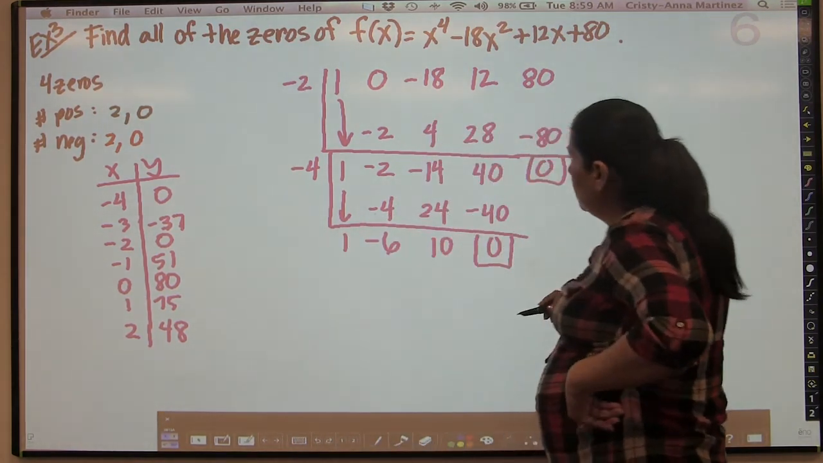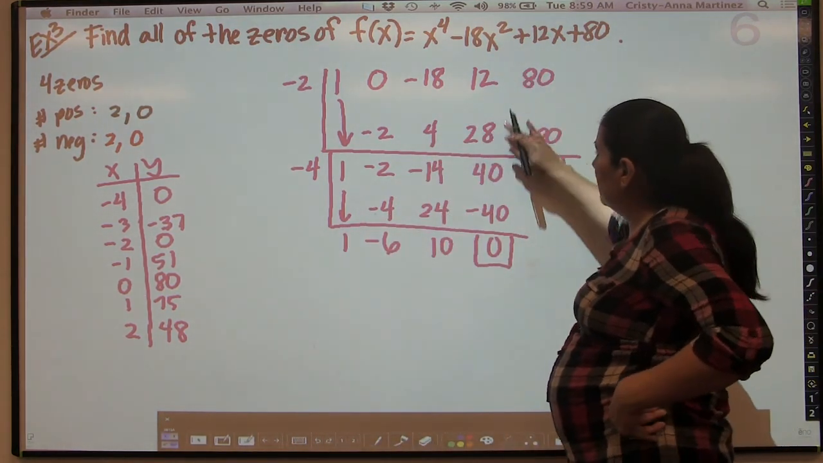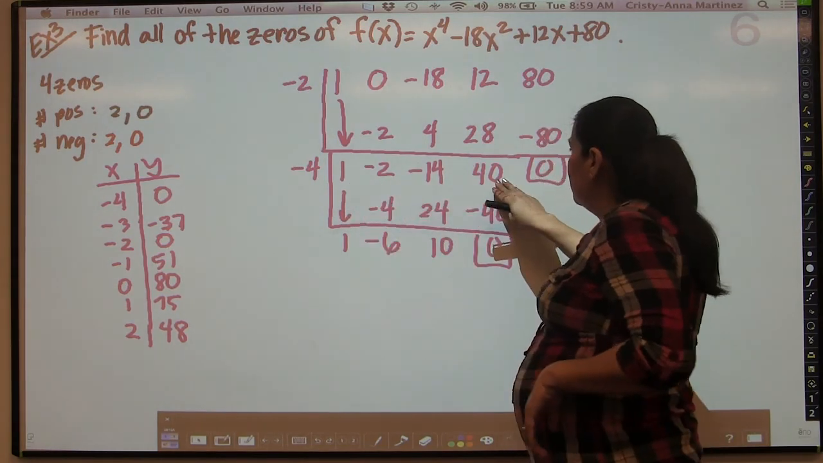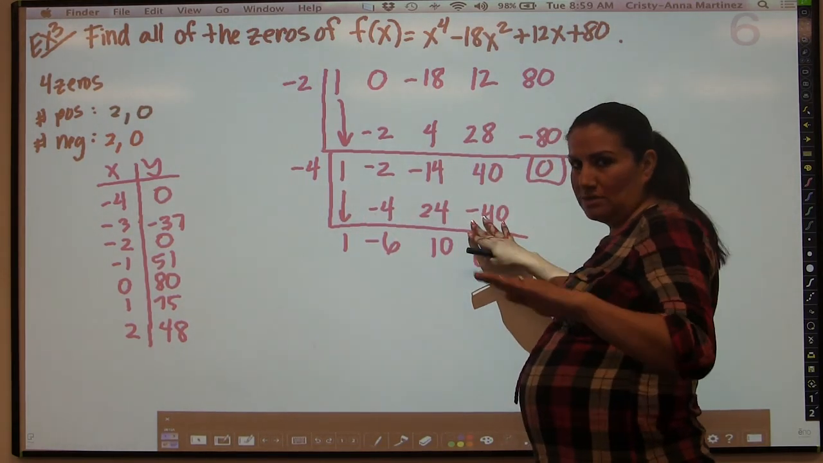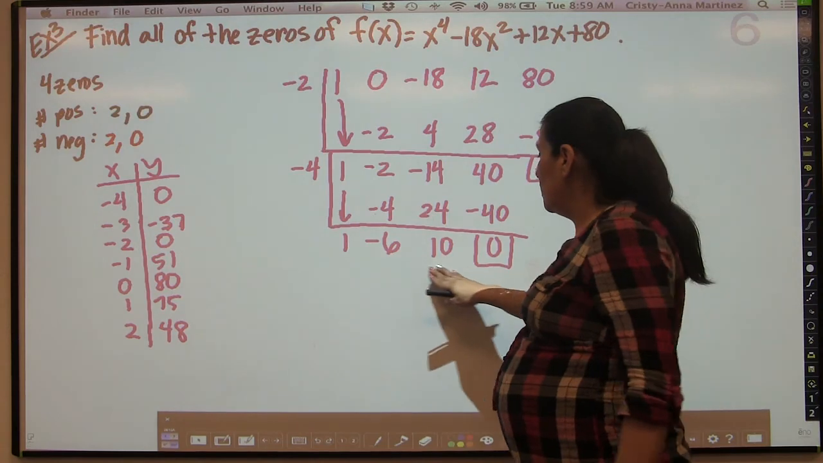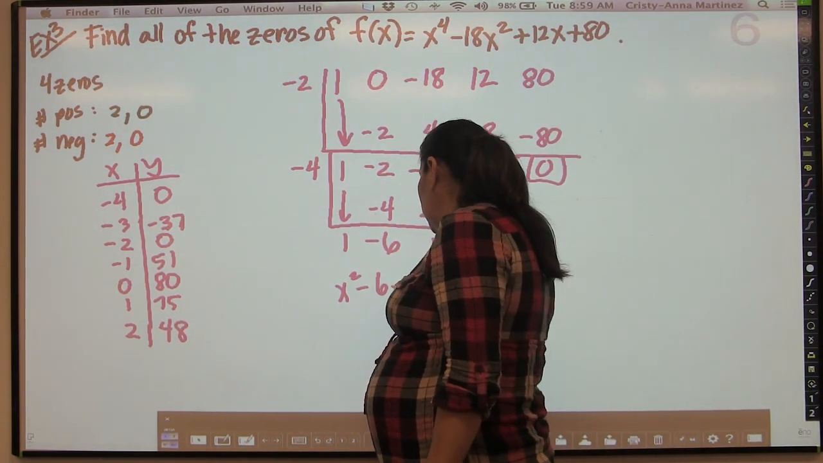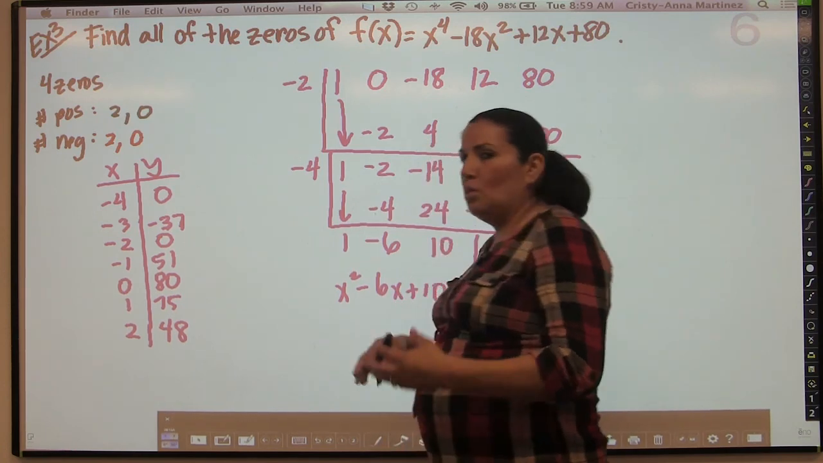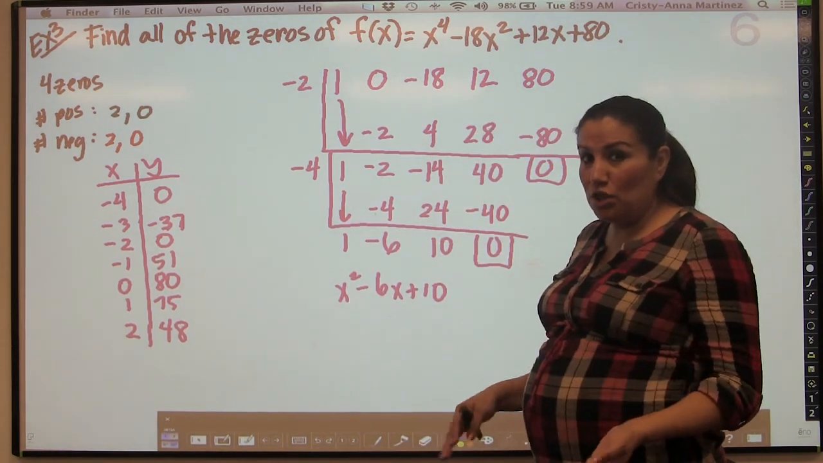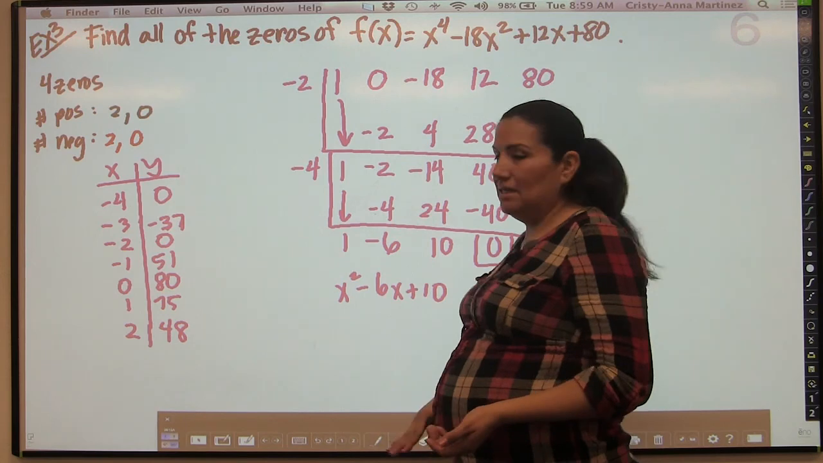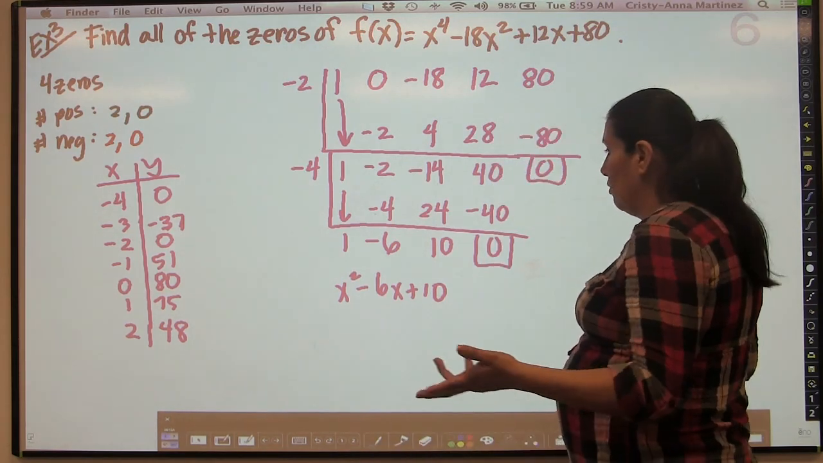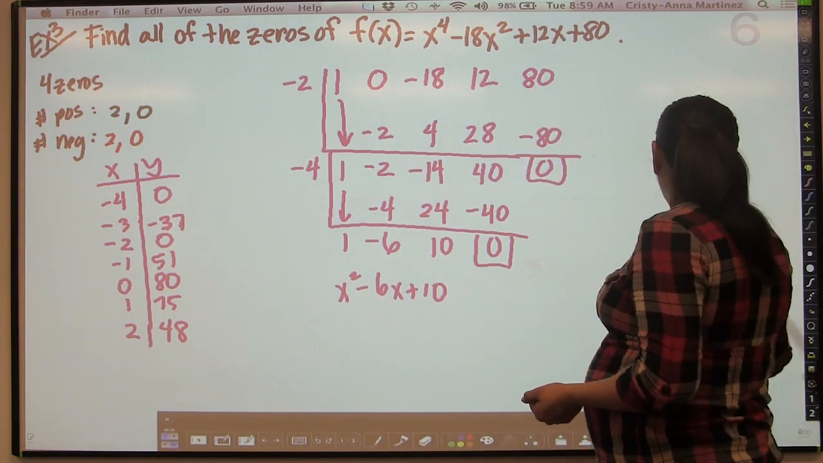And so again, now what you can see happened is, the first time I divided, I got a cubic. The second time I divided, because it always goes down by 1 degree, now this is a quadratic. So now this is like x squared minus 6x plus 10. And that's your goal. You always want to get down to a quadratic because we can use the quadratic formula to find the zeros from here on out. So now we're going to plug that into the quadratic formula.